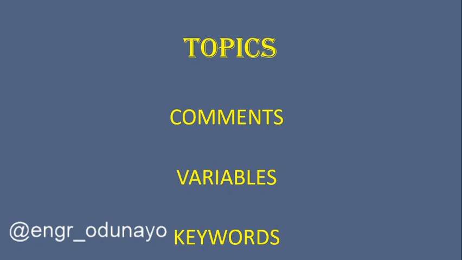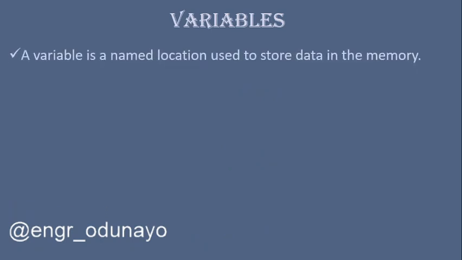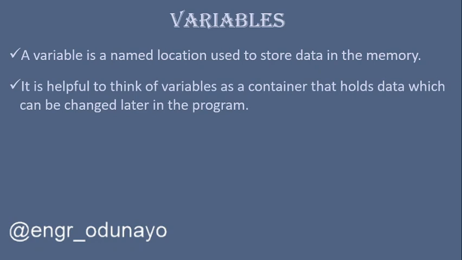In this particular one, we'll be discussing comments, variables, and keywords. Those are essential topics that should be understood for us to get better with Python programming. So, what are variables? A variable is a named location used to store data in the memory. Any data you're storing to the memory in Python is called a variable.